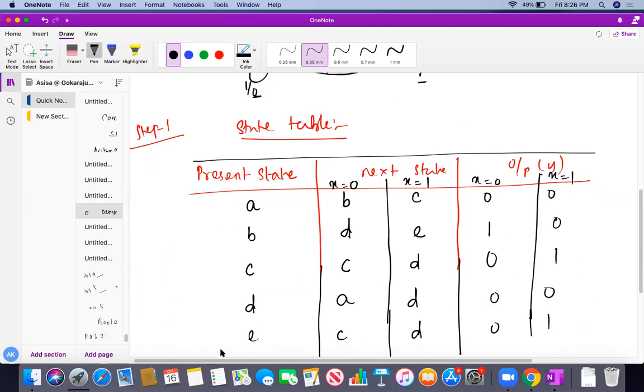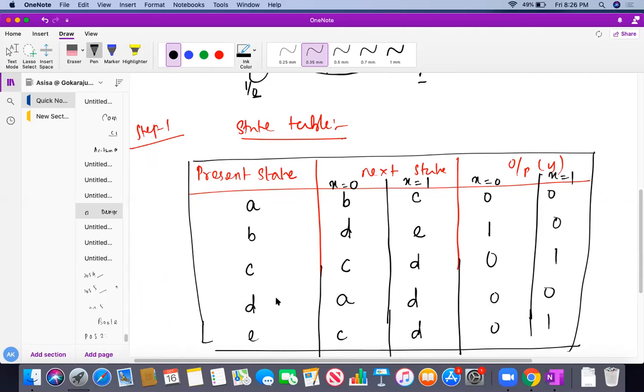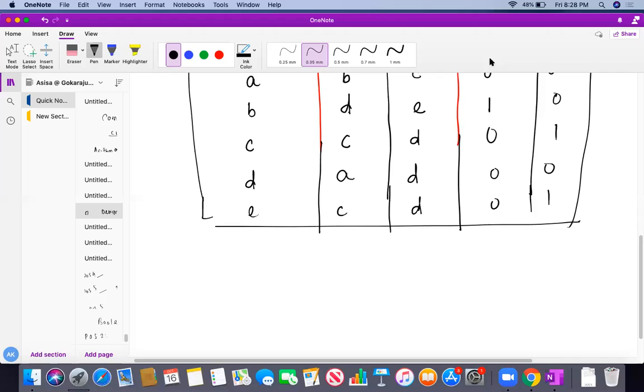This is my state table. We have obtained it from the given state diagram. Any doubt, please let me know. I'll just pause it for 1 minute. Please just check it. Any doubt, please let me know immediately. Okay. So we have obtained the state table.